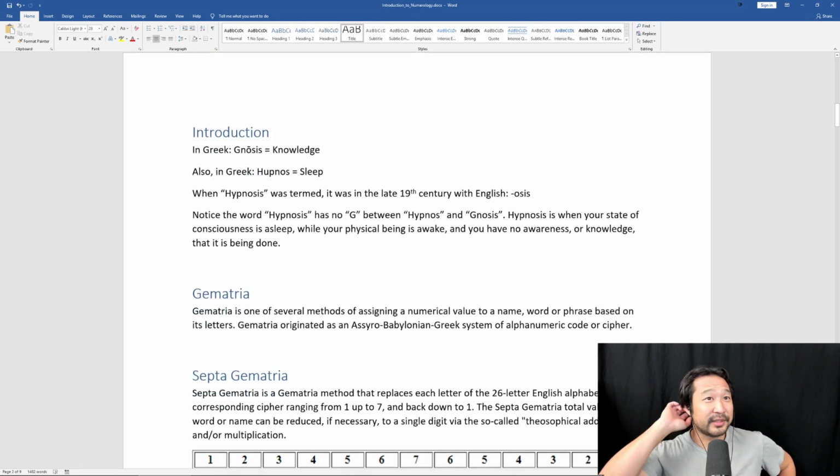So introduction. In Greek, gnosis equals knowledge. Also in Greek, hypnos equals sleep. When hypnosis was termed in the late 19th century in English, with the suffix -osis, notice the word hypnosis has no G between hypnos and gnosis. Hypnosis is when your state of consciousness is asleep while your physical being is awake, and you have no awareness or knowledge that it is being done.